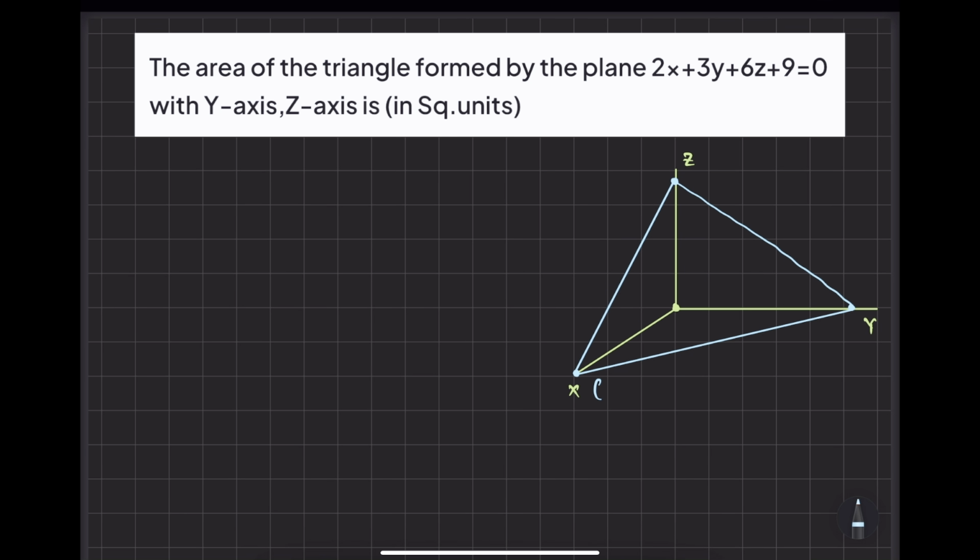So, as this is the x coordinate, y and z will be 0. So this thing will be 0, this thing will be 0. So the x component will become minus 9 by 2. So minus 9 by 2, 0 and 0.